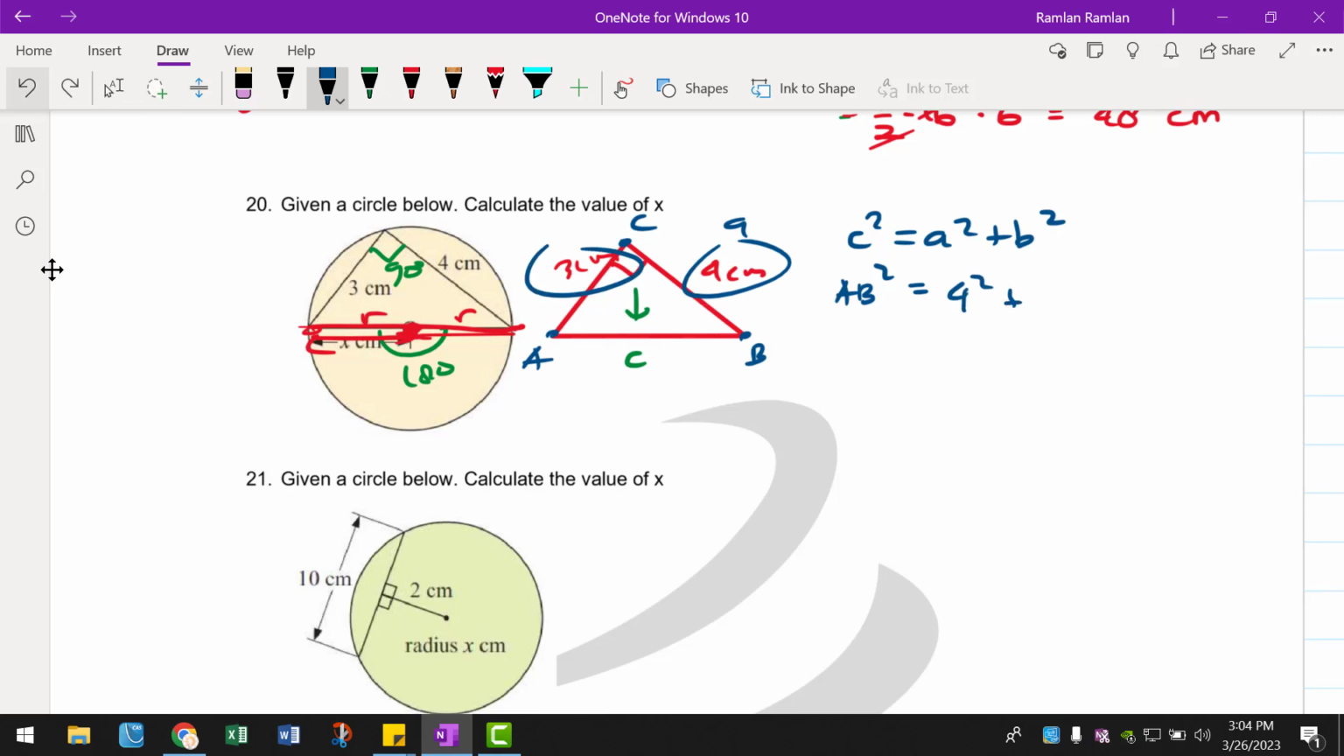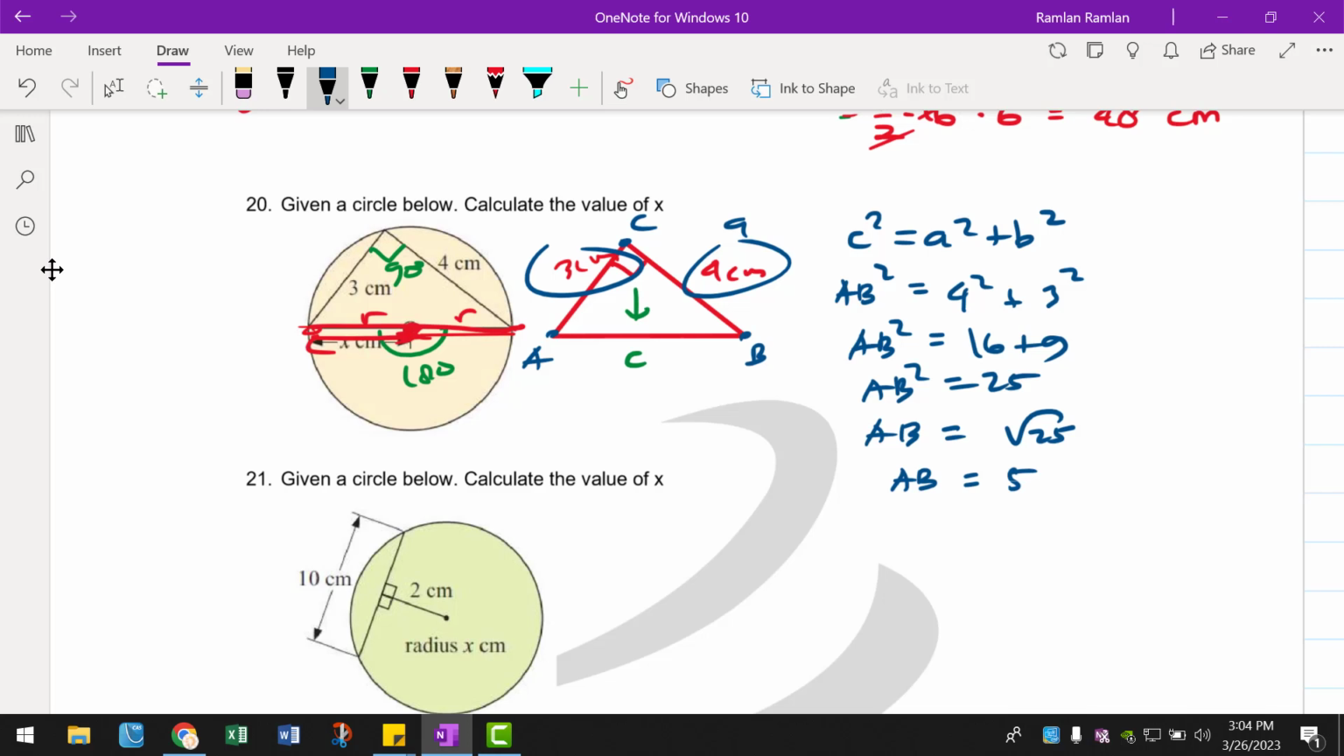Sorry, it's 3 squared. And then we only need to find, this is 16 plus 9, and that will be equal to 25, and then that will be the square root of 25. Again, guys, it should be plus minus, but you don't need to worry about the negative sign because length cannot be negative, so just find the positive value of this AB, which is equal to 5, right? So that is from A to B, 5 centimeters.